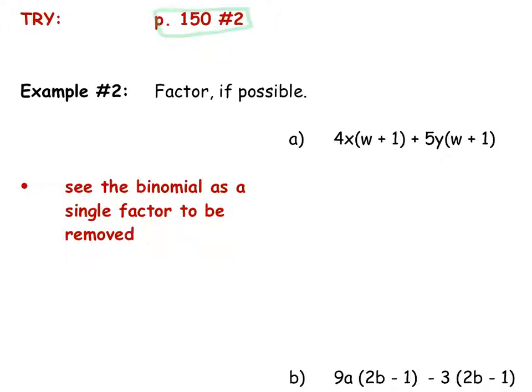It says, see the binomial, and where's the binomial? Well, it's this w plus 1 and w plus 1. We're going to see that as a single factor to be removed. Let me explain to you what I mean.